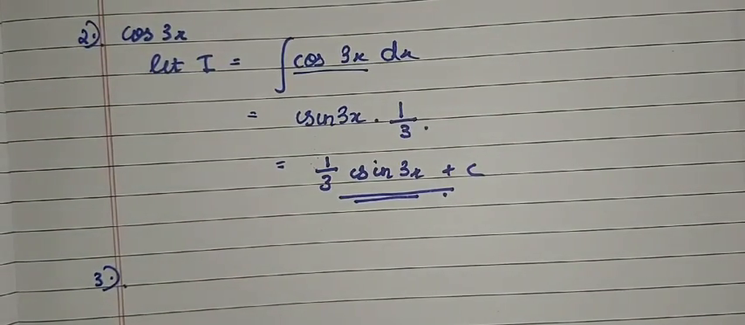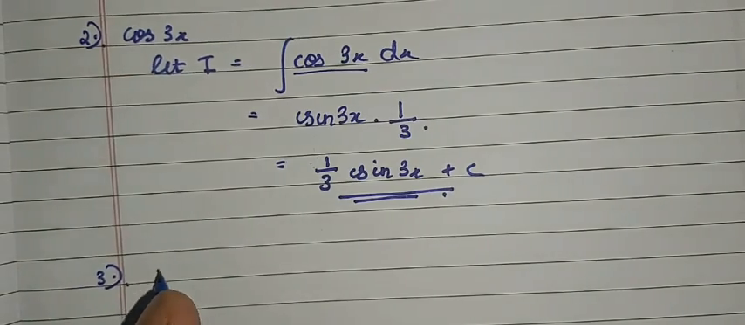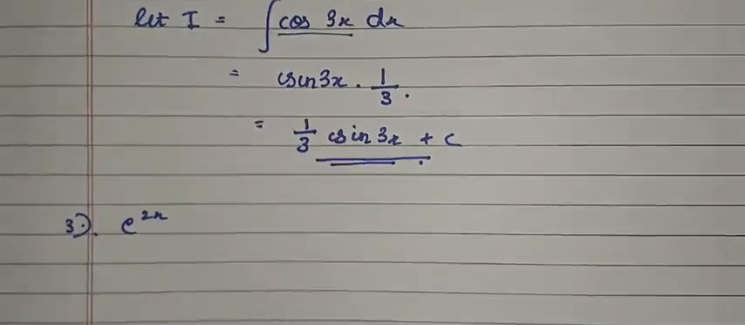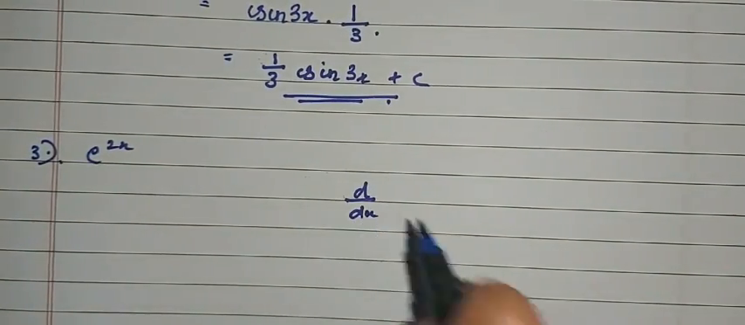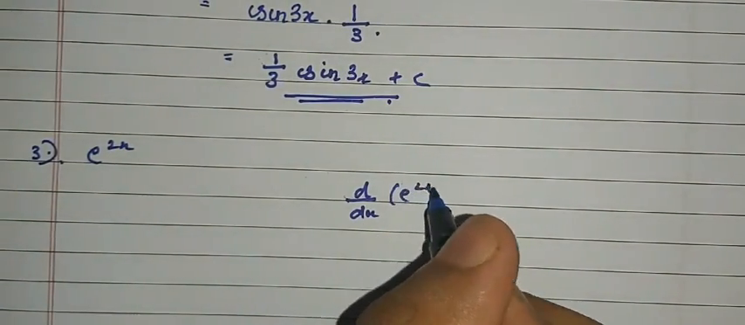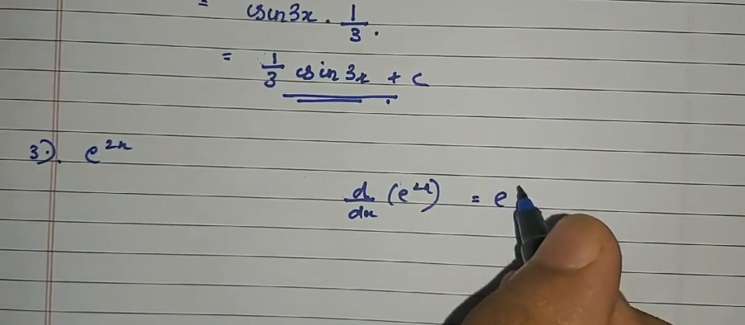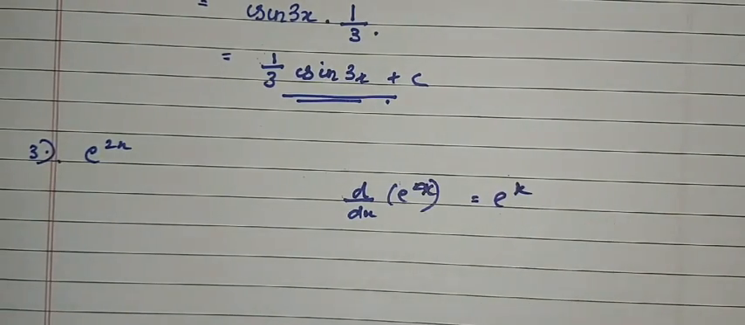What is the third question? Find the antiderivative of e raised to 2x. So we have learned that the derivative d by dx of e raised to x is e raised to x itself.